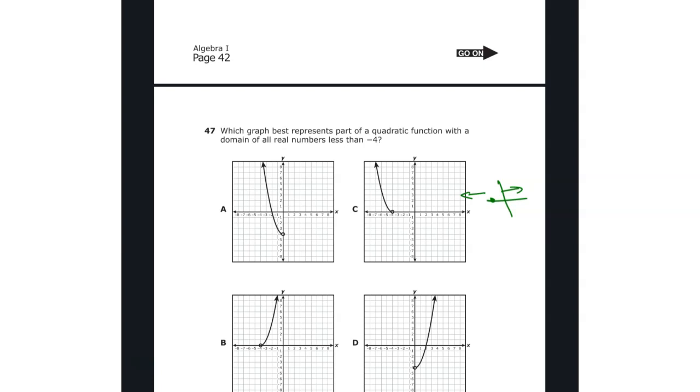So I'm going to pick C right here because all the values are less than negative 4, because you have an open circle. So negative 4 on the x-axis, right? So that's our best answer there.